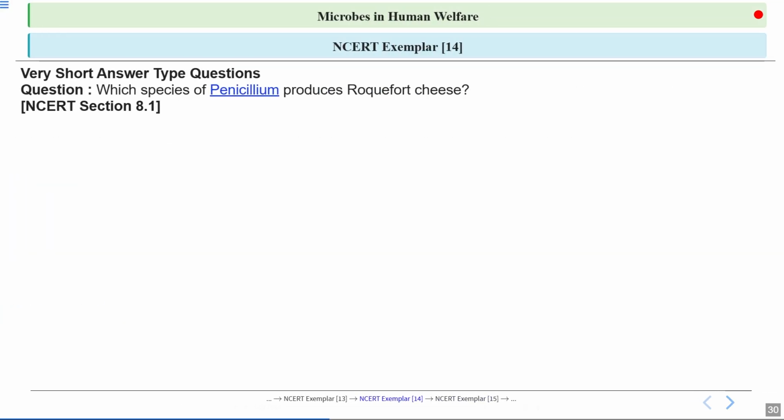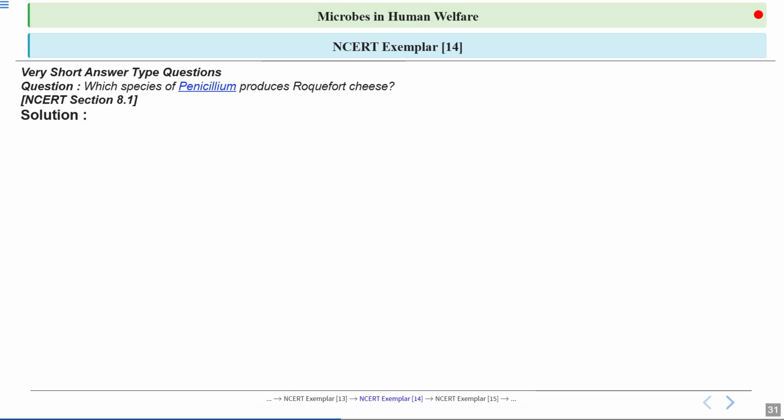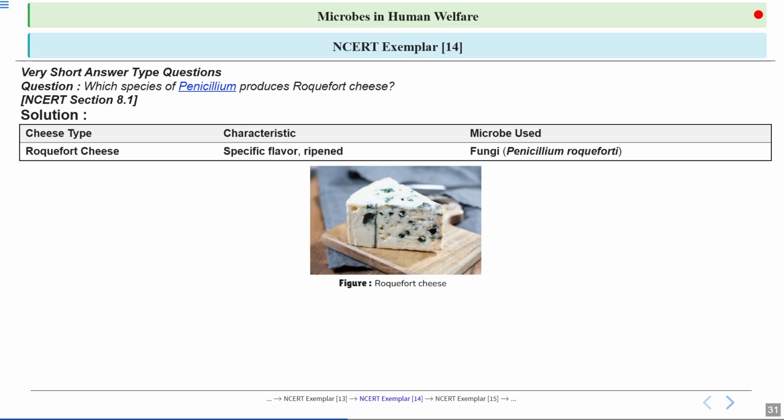Next question, which species of Penicillium produces Roquefort cheese? Now let's have a look at the answer. Roquefort cheese, you can see its characteristic features: it has a specific flavor, it is ripened. This specific flavor is because of the fungus Penicillium roqueforti. In this image you can see Roquefort cheese. You can see the fungus growing on this cheese, which is Penicillium.